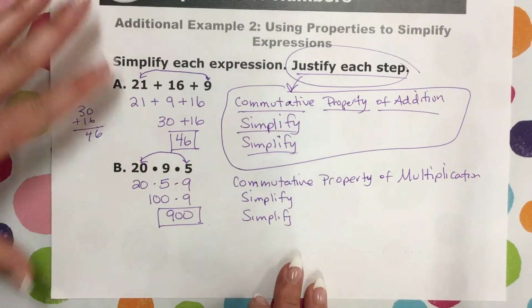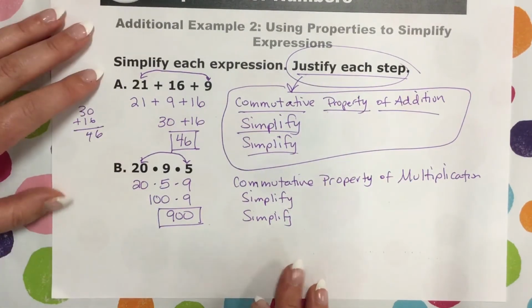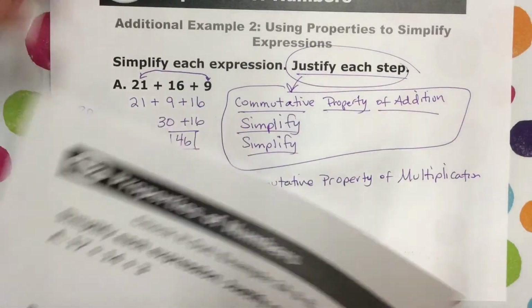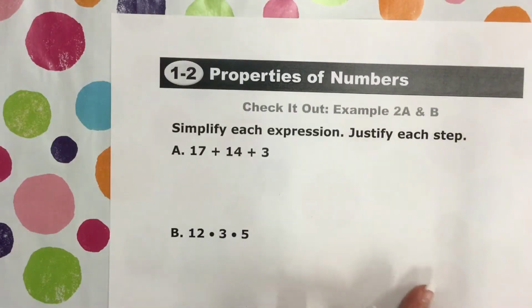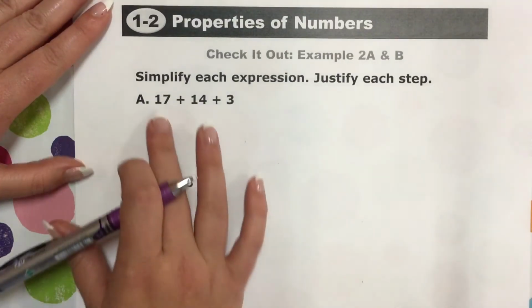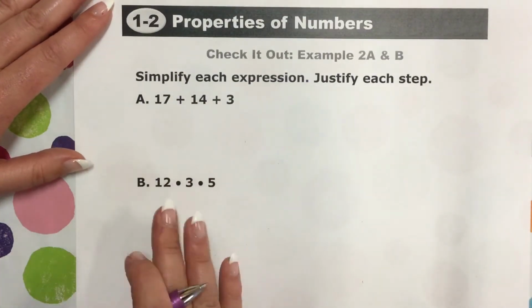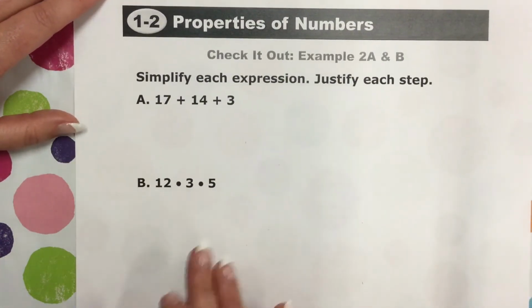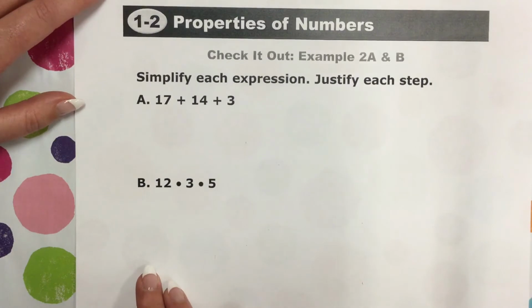So I want you to work on the next problem. We're going to do, check it out, number 2. And I want you to try to do this one on your own. I want you to look at these numbers and think about, when you're dealing with these, which two could I group together to make this way easier? And the same thing here. What could I group together to make it easier?